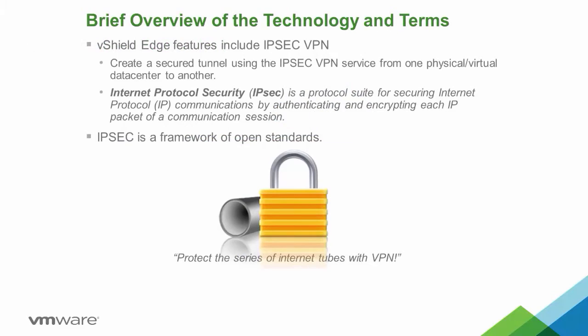So an IPsec VPN is a secure tunnel that can connect one data center, be it physical or virtual, to another data center, again, be it physical or virtual. Now, as the name implies, IPsec VPN uses the Internet Protocol Security Protocol Suite for encrypting and securing the data traversing over that public medium, the public internet, between the two data centers. Now, IPsec VPN is a framework of open standards, and the thinking here is that if you want to peer to, say, a third-party firewall appliance, as long as that third-party firewall appliance supports the IPsec open standard, then we should be able to create this IPsec tunnel to it.